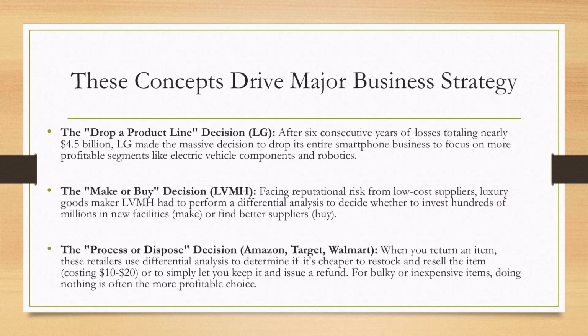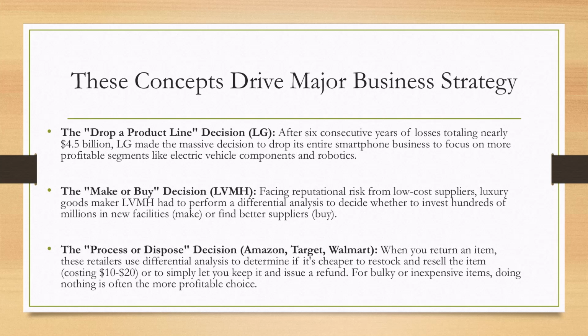This type of analysis isn't just a textbook exercise, it's exactly how major companies make critical and sometimes massive business decisions. Consider the drop a product line decision. After years of heavy losses, LG made the difficult choice to drop its entire smartphone business to focus its resources on more profitable segments like electric vehicle components. Or the make or buy decision. Luxury goods maker LVMH had to perform a differential analysis to decide whether it was better to invest hundreds of millions in its own new facilities to make, or to find better suppliers to buy.